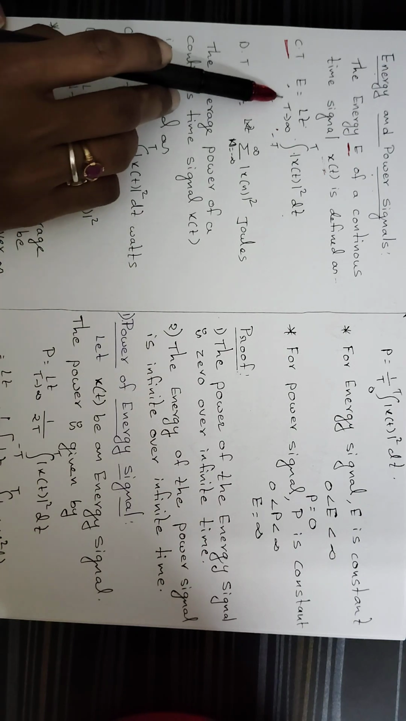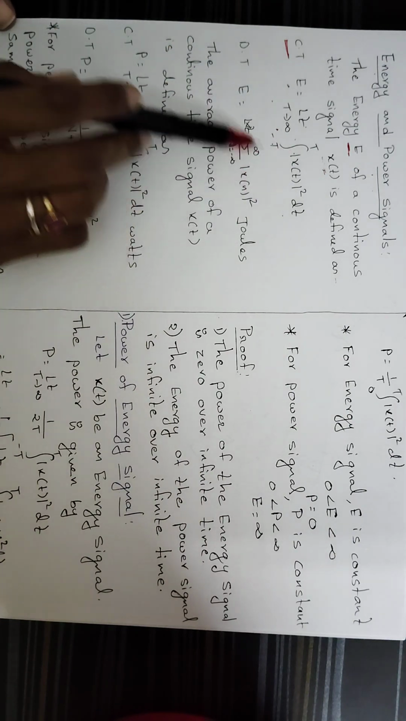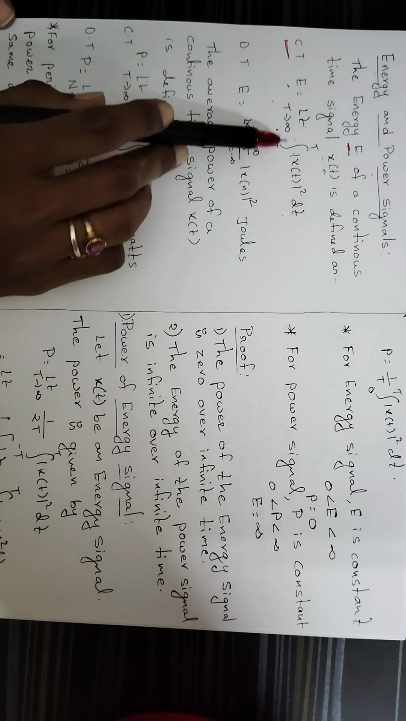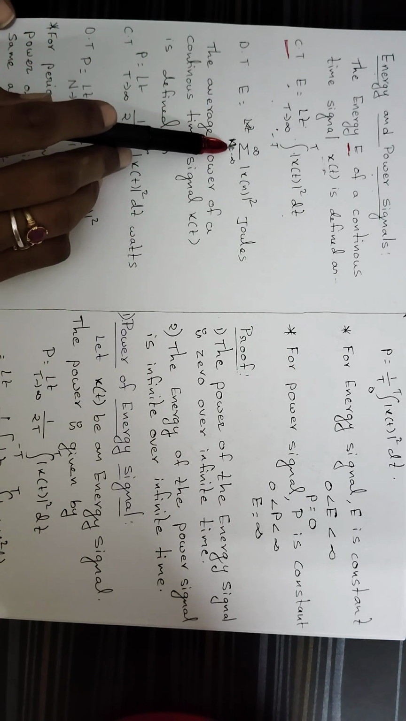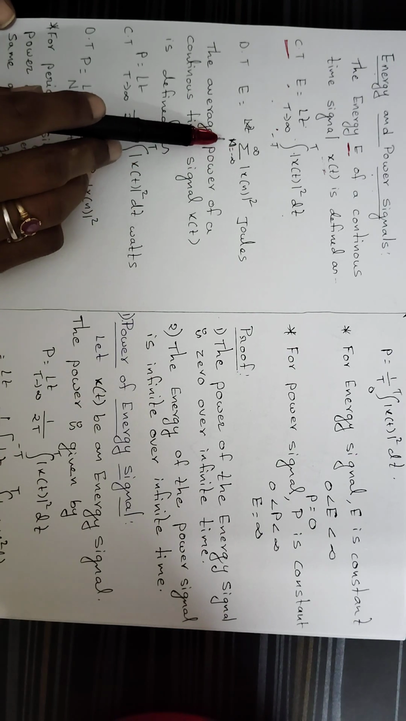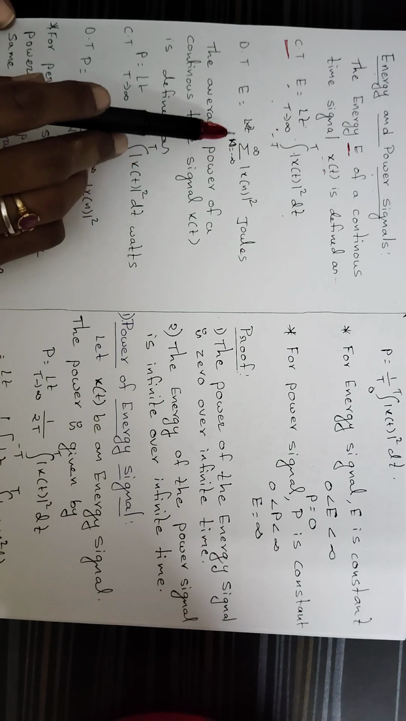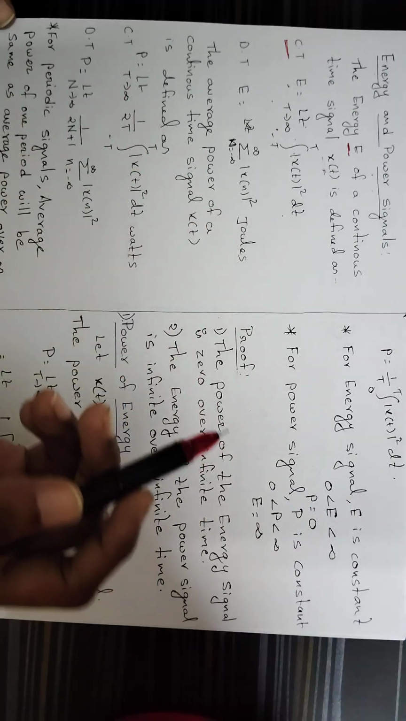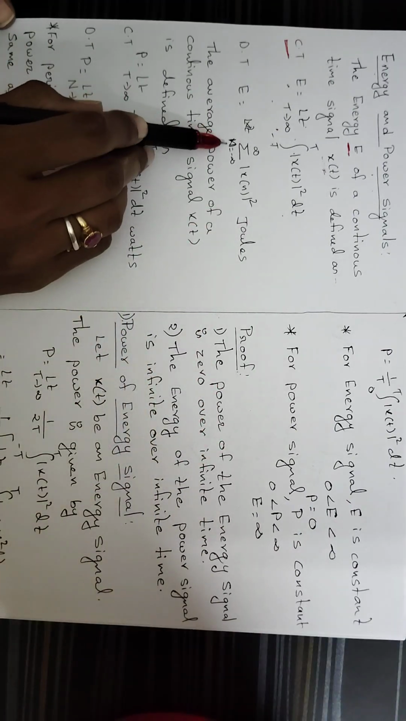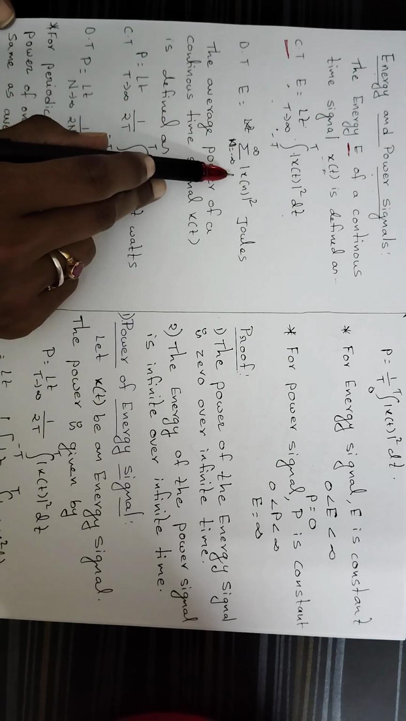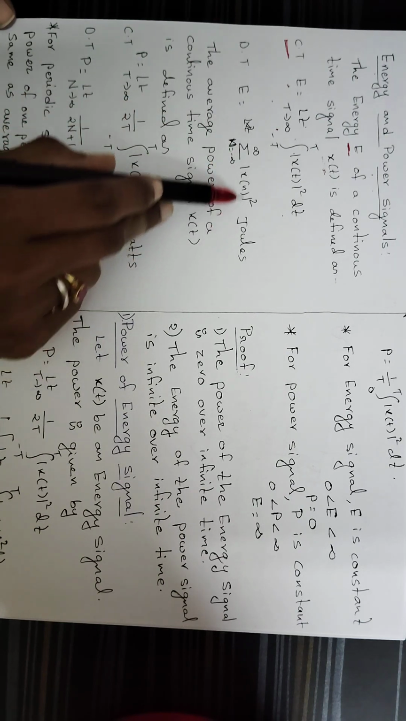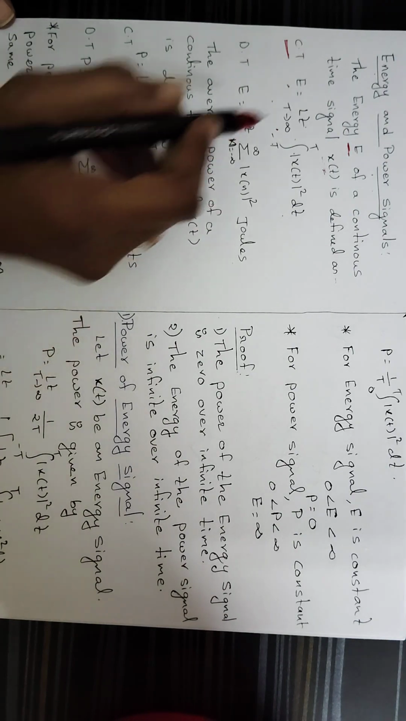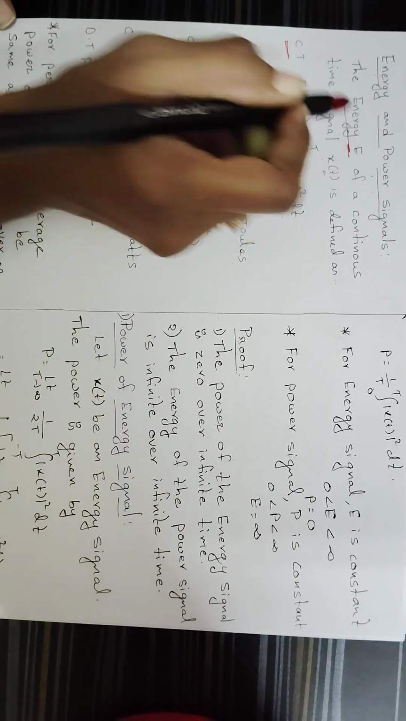Whereas if you write the same equation in the discrete domain, in place of integration, for discrete intervals we have to represent it with summation. Summation is nothing but the sum over different intervals of samples. So E is equal to the summation from n equals minus infinity to infinity of mod x of n whole squared. The unit of energy is joules. So this is an energy signal E.